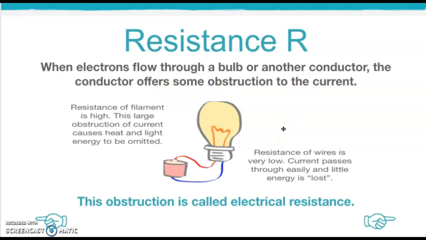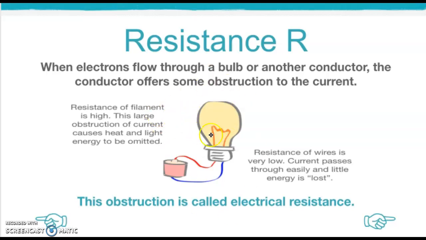Now, mathematically, we only ever consider a component as having resistance, but it's a good moment to point out that the conductors themselves, the wires themselves, offer some resistance to current flow. So all wires have natural resistance. What we do mathematically is we assume that that resistance is negligible.